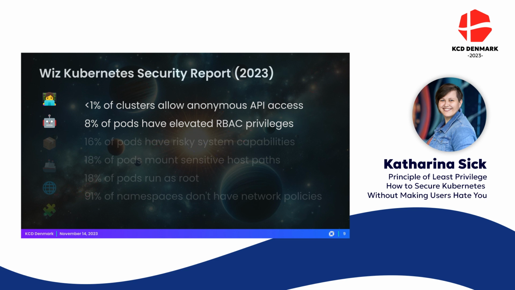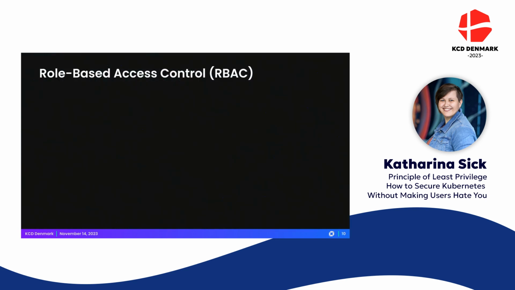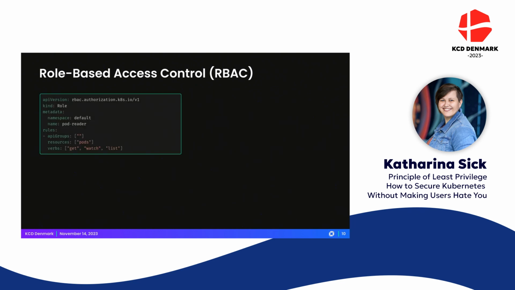And the good thing is, for users and service accounts, there is something built into Kubernetes that helps us applying the principle of least privilege. And I'm sure you all know it. It's just role-based access control, RBAC. Basically, with RBAC, you define a role. In this case, it's a role living in the default namespace. It is called pod reader, and it allows to get, watch, and list pods in the default namespace.